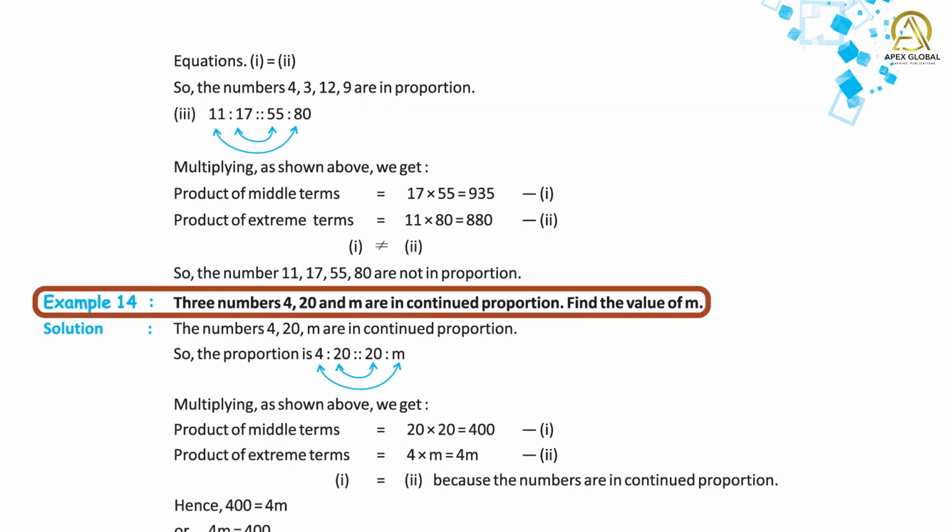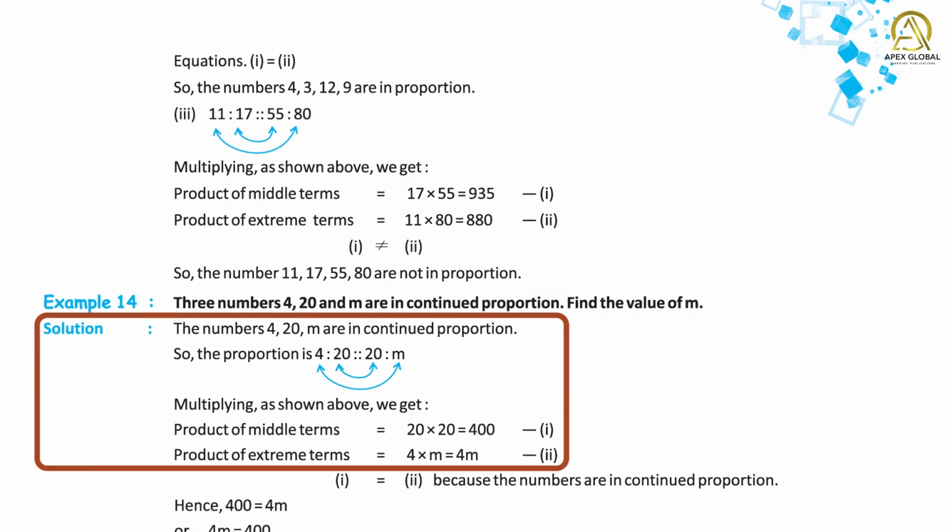Example 14. Three numbers 4, 20 and m are in continued proportion. Find the value of m. Solution. The numbers 4, 20, m are in continued proportion. So the proportion is 4 ratio 20 is to 20 ratio m. Multiplying as shown above, we get product of middle terms equals 20 into 20 equals 400. First statement, product of extreme terms equals 4 into m equals 4m equals second statement.